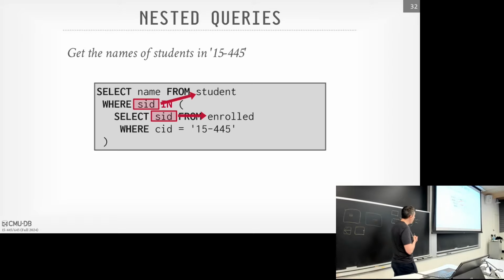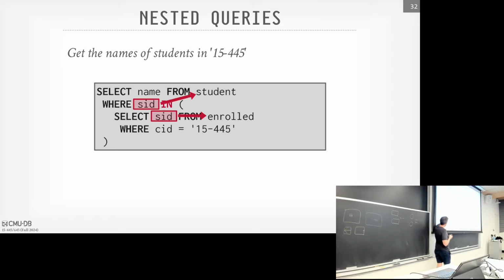15-445. And so what's happening here is that now the scope of the student ID, the SID field or attribute, is going to depend on where we are in the nesting of the query. So in this inner query here, the student ID is going to be from the enroll table, and then in the outer query, the student ID is obviously from the outer table.